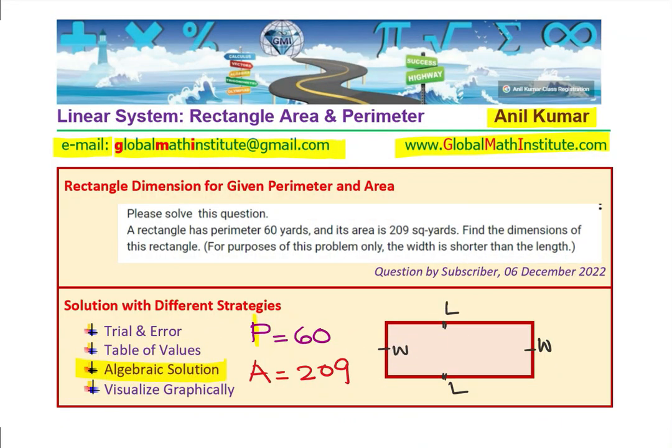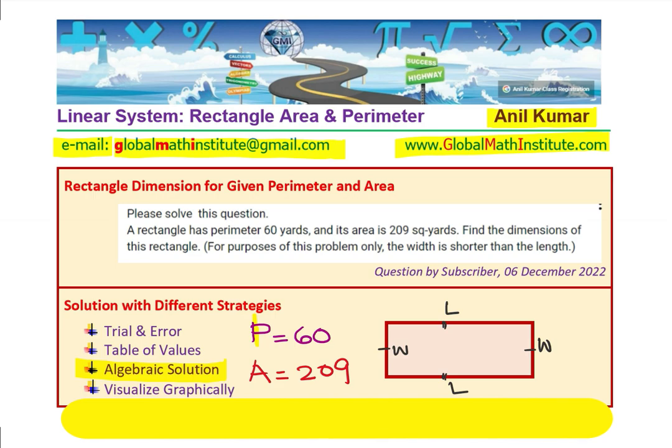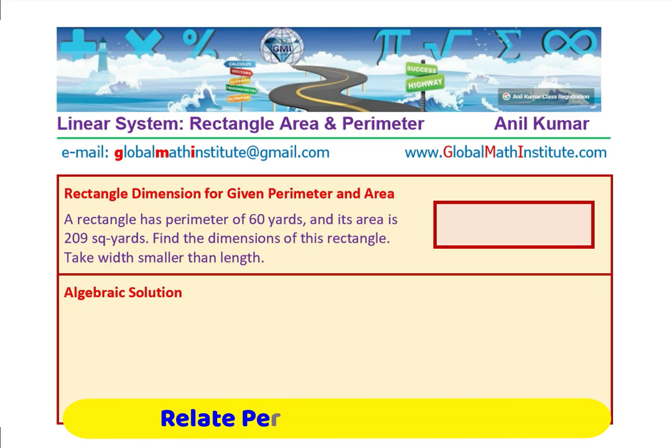Okay, so let's begin with the solution of this particular question. We say that perimeter is 60. It really means what? Let's break it down, right? So when I say perimeter is 60, then let's get back to the solution now.